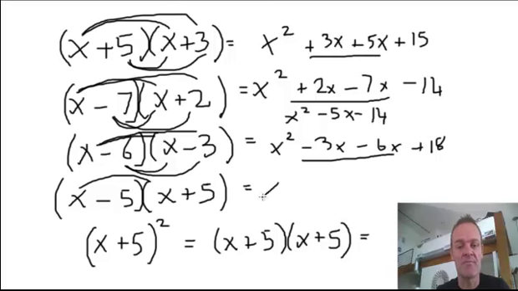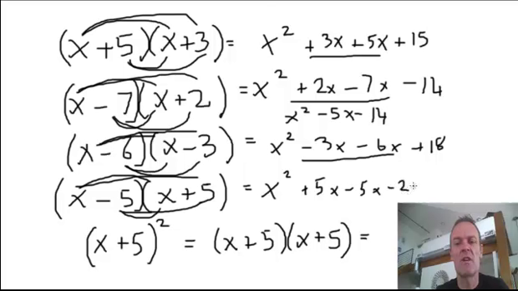X times x, x squared. The outer, x times 5, is 5x. The inner, negative 5 times x, is negative 5x. And the last, what's negative 5 times positive 5? That's negative 25. Okay? Now I will kind of finish this one off because look, 5x take away 5x has gone. The answer is just x squared minus 25.